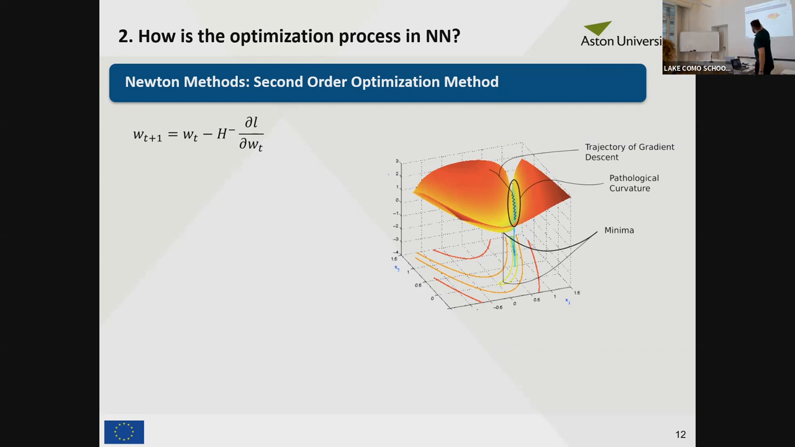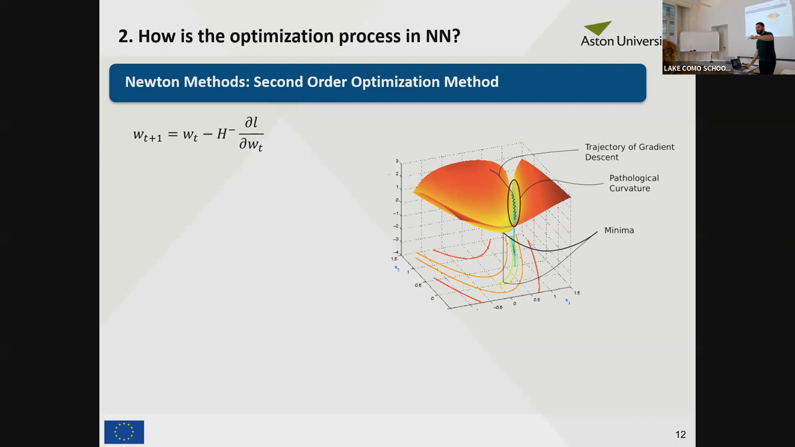But instead of this, the inverse of H would be our learning rate. So does anyone know what this H means in Newton's method? Hessian. And why is the Hessian matrix important in this case, rather than just putting some constant, that is the learning rate? Does anyone have some idea?